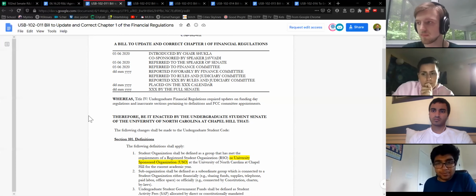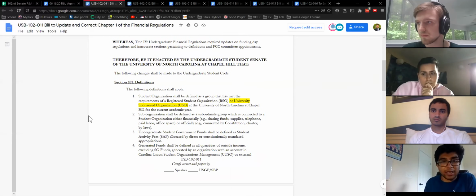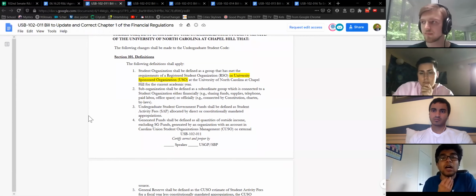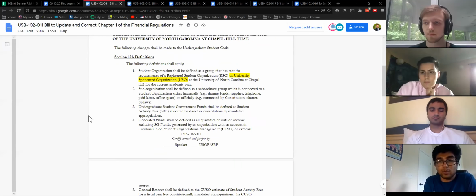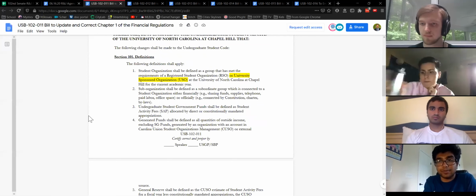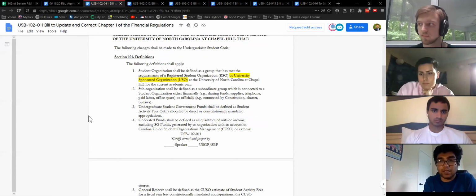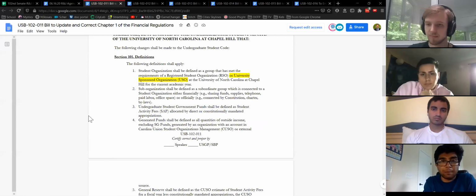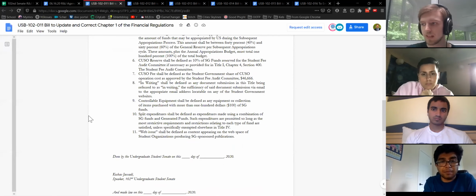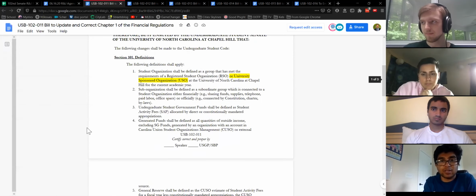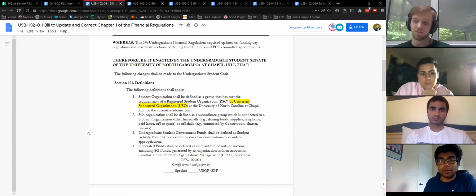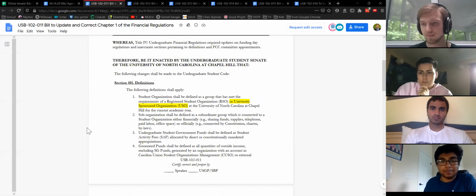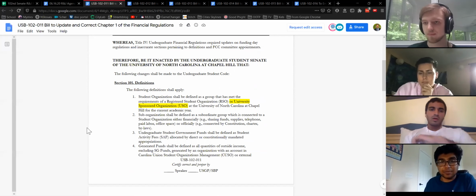This is chapter 1. The only change here is a technical one. We had to include university-sponsored organizations as well, because both branches of student government also receive funding from finance committee, and we're technically USOs. So that was just a small thing. If you scroll down back, I think that should be it, right? Yeah, that's it. It's a very small technical change, and there's no real controversy around it, I guess.